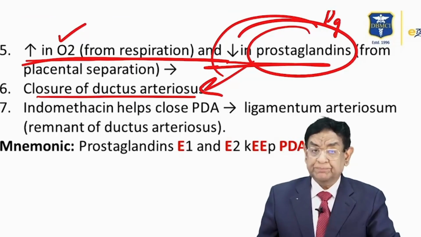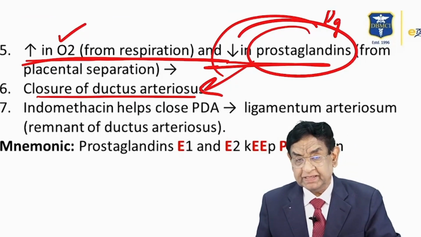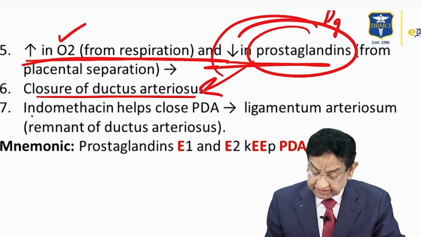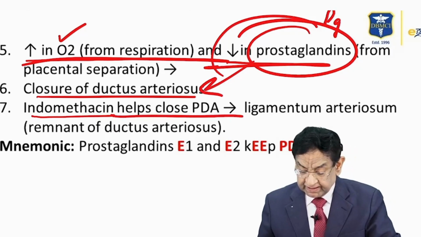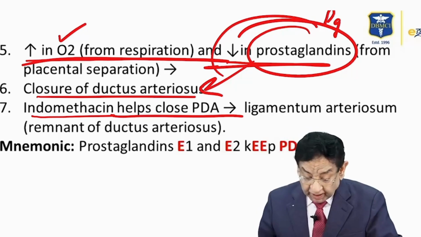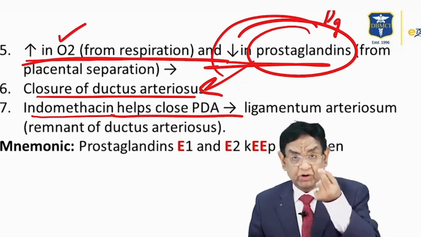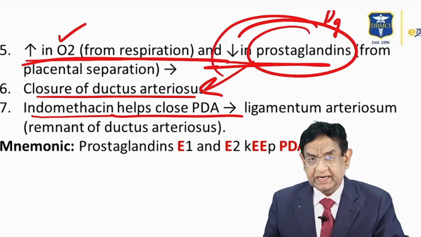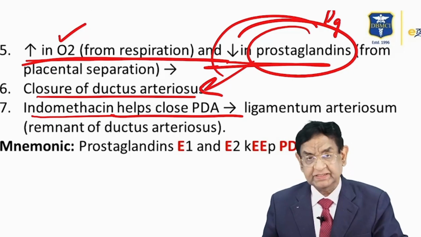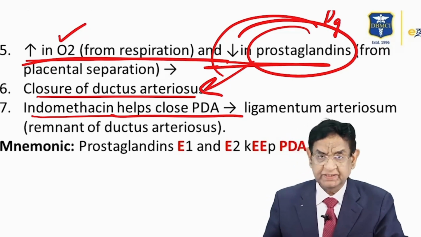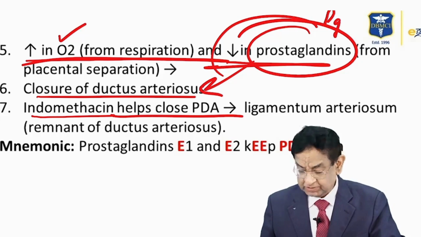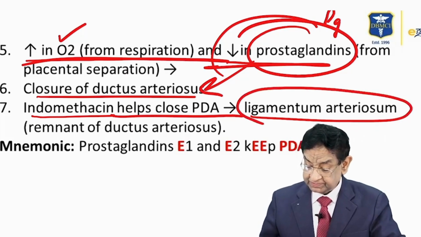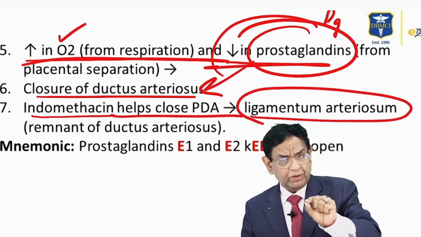Suppose in some cases the ductus remains patent after birth. We use indomethacin. This helps to close the PDA. Why? We all know very well that non-steroidal anti-inflammatory drugs are anti-prostaglandins. Classically, they use indomethacin, and ultimately the duct closes. And what is the remnant? Ligamentum arteriosum.